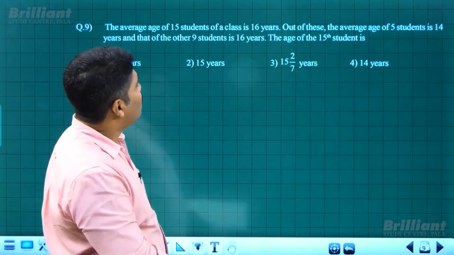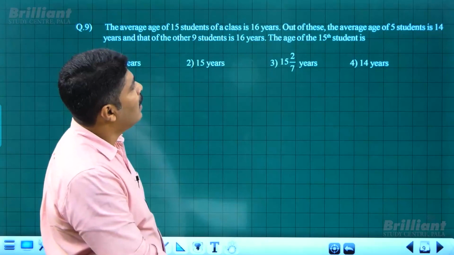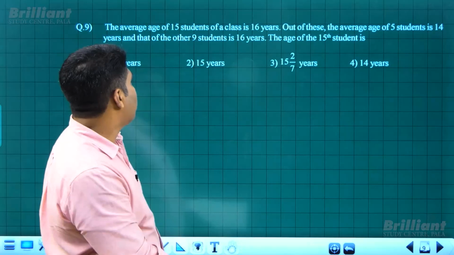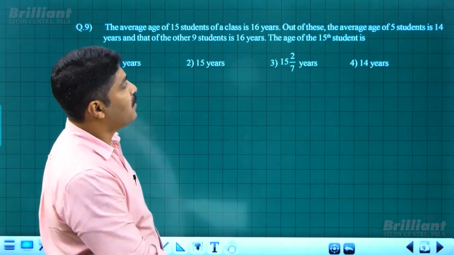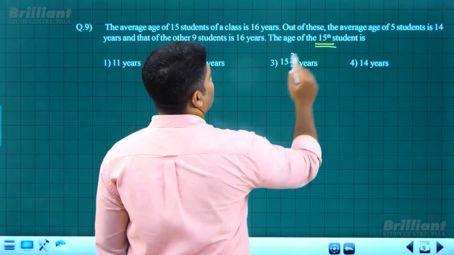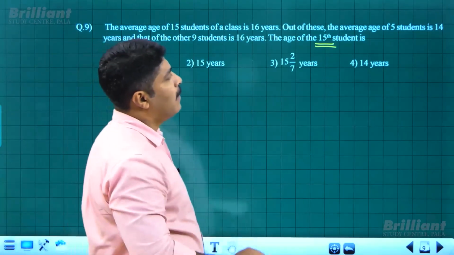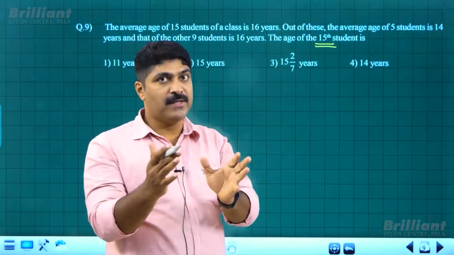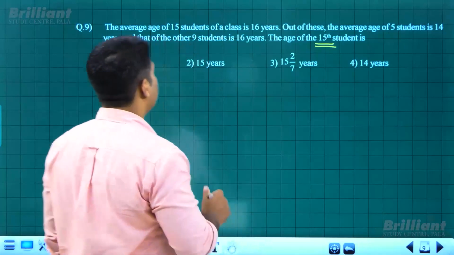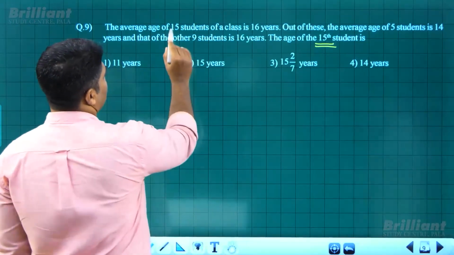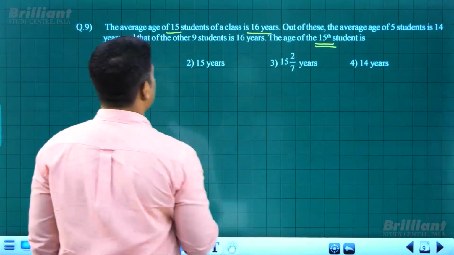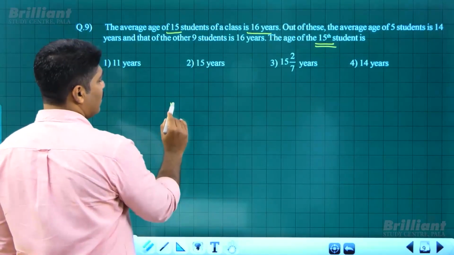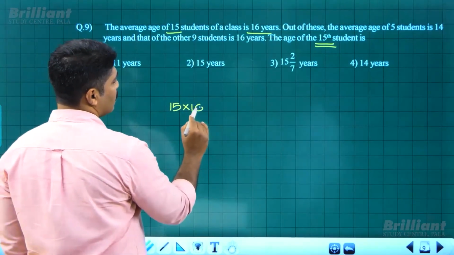The average age of 15 students of a class is 16 years. Out of these, the average age of 5 students is 14 years and that of the other 9 students is 16 years. Find the age of the 15th student. Here, total 15 students. Here we are considering the separate grouping of 5 students and 9 students. So that will make another 14 students. So the remaining 1 student's data we have to consider. So 15 students, their average is 16 years. Therefore their total age we can consider, that is simply 15 into 16.